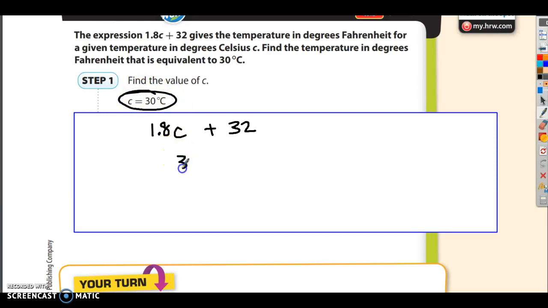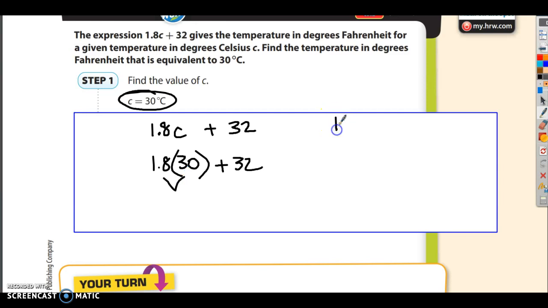So I'm going to put 30 right here, but I can't just write 1.8 right next to 30 unless I know it's multiplication. And in algebra, we show multiplication by putting it inside parentheses. So the first thing I need to do is 1.8 times 30, and then based on the order of operations, the last thing I do is add 32. So my first step here is to do 1.8 times 30.